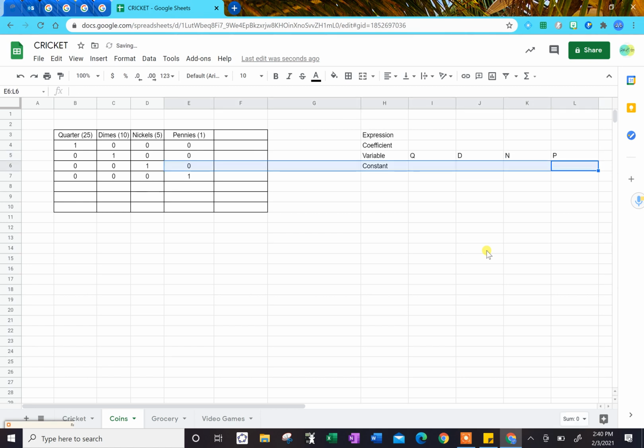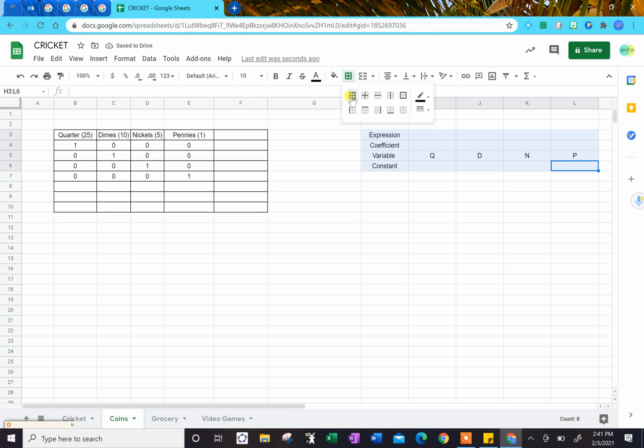Those values can always change. What doesn't change is the value of the coins, all right?